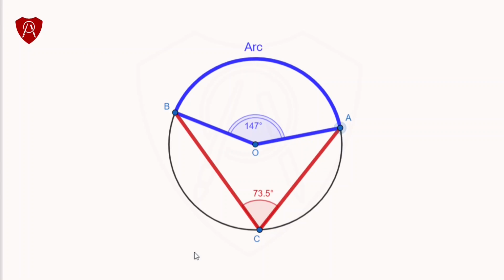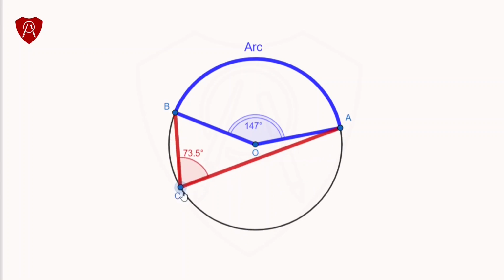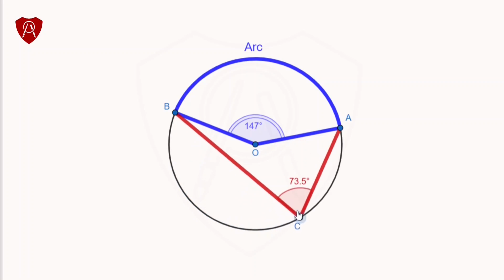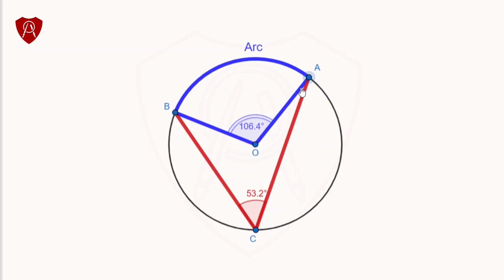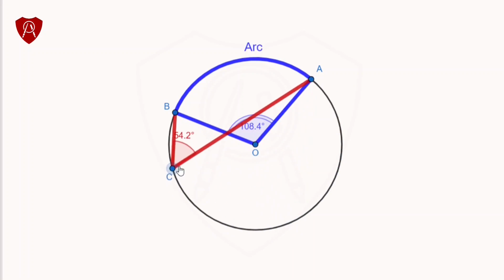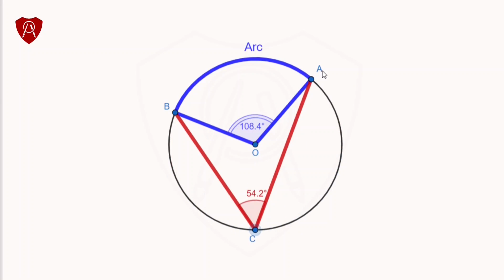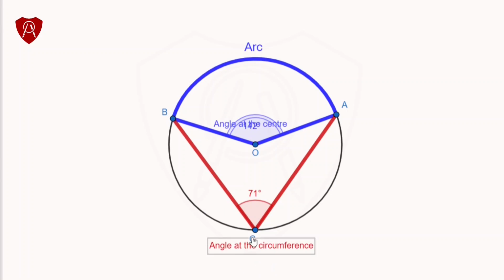2. The measure of the angle ACB, the one at the circumference, is the same even as the point C moves anywhere on the circumference, as long as the arc length is not changing. 3. The angle at the center is always twice the size of the angle at the circumference. This simple relationship is important.